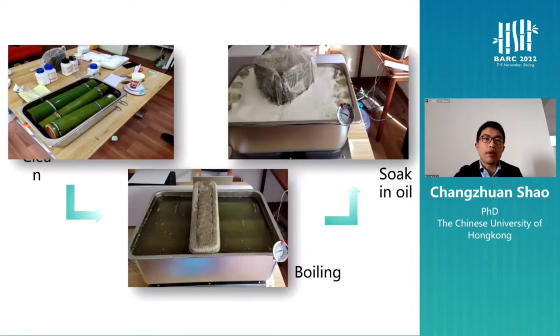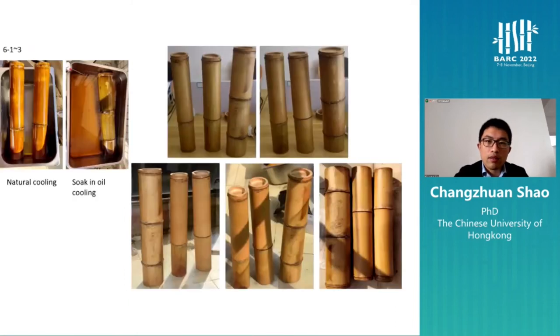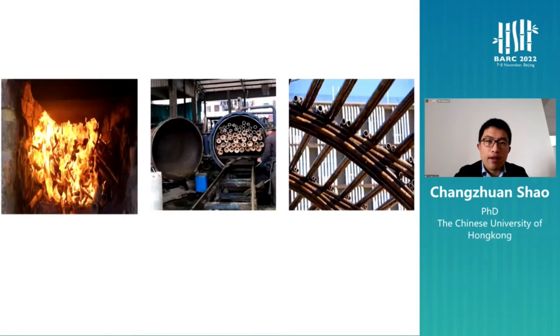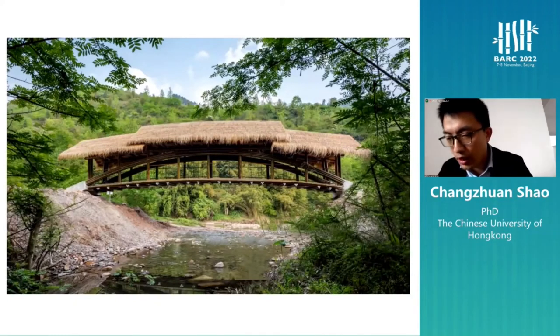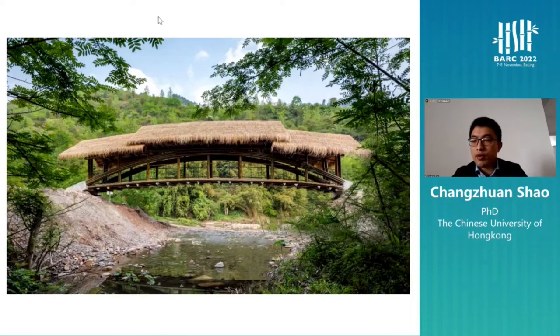Later on, we will introduce the exploration in the fire resistance test. We tried the carbonization process, for example, to get rid of the eggs of the worms, and we have different connections, like traditional connection or improved connection, and these different connections are used in different cases based on different spans and treatment in terms of durability and connection.